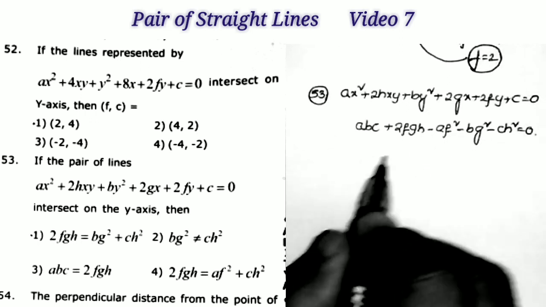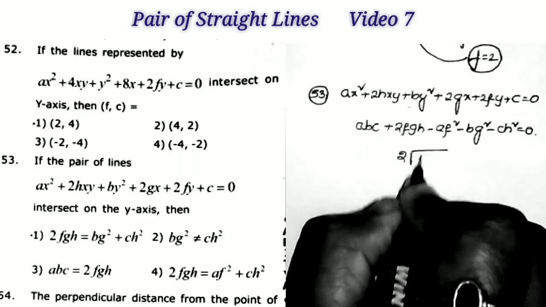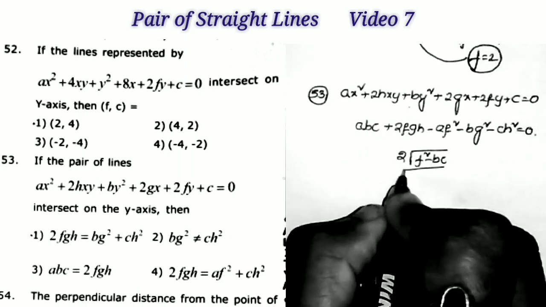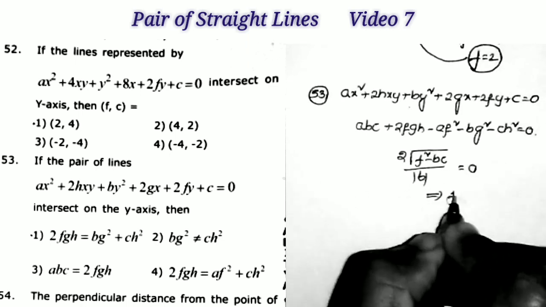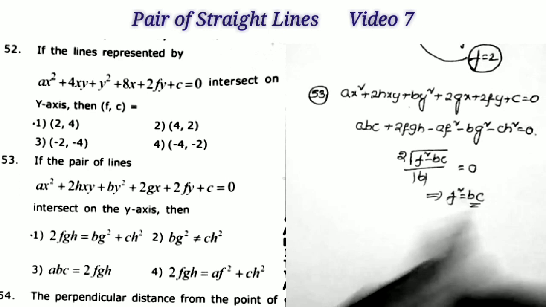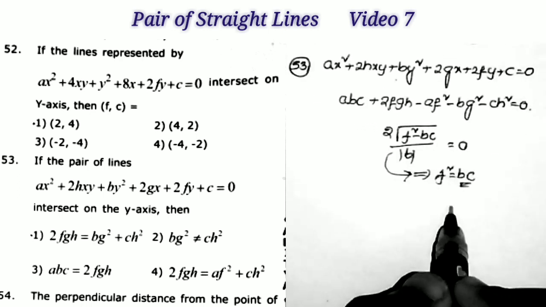And what is given? The lines intersect on the y-axis. The lines intersect on the y-axis means y-intercept is equal to 0. This is the y-intercept. Now taking the simplification, we get the condition f square is equal to bc. Y-intercept is equal to 0 means f square is equal to bc.